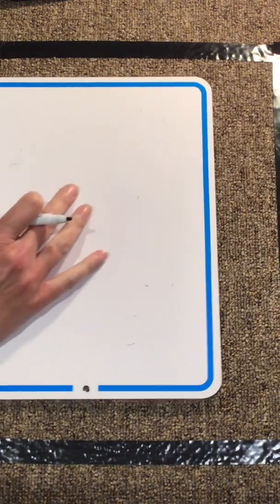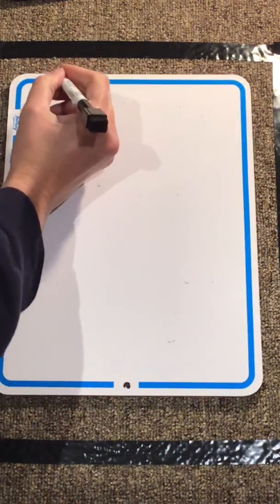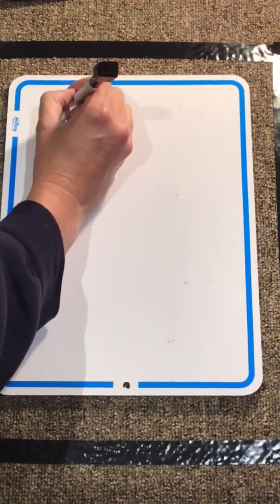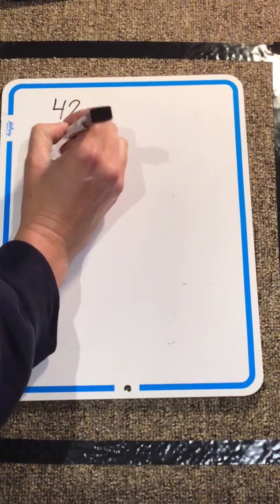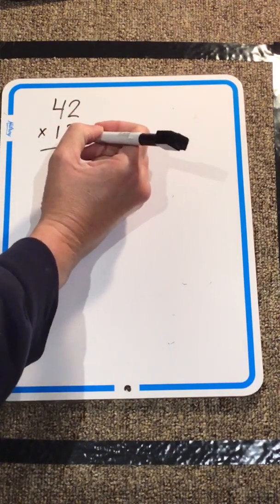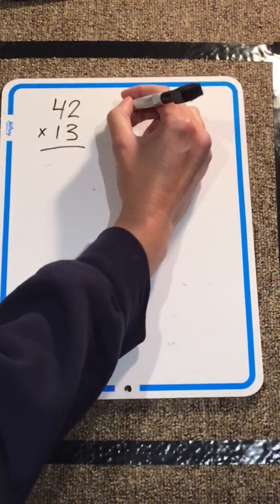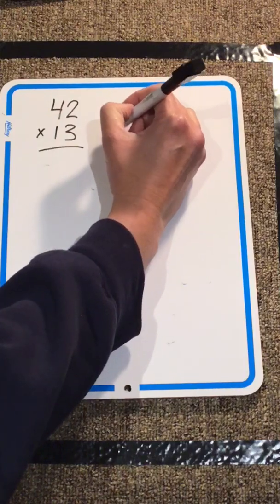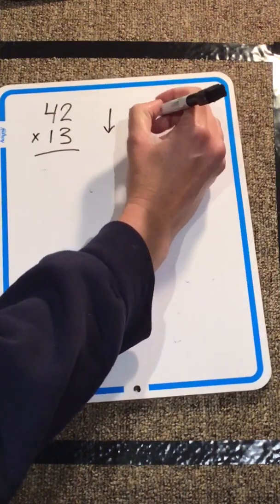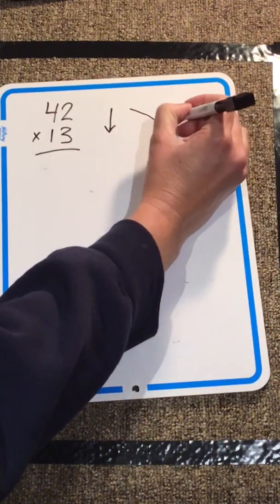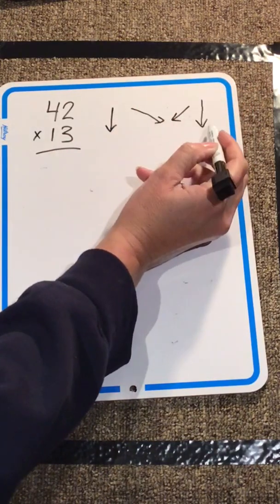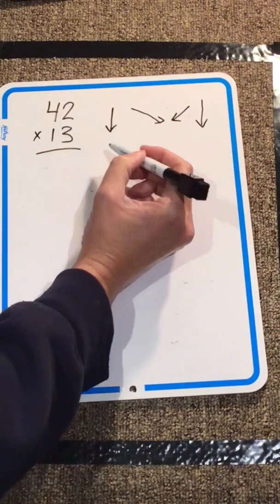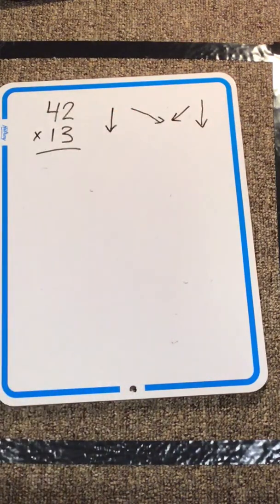Okay, so we gotta remember how regular 2-digit by 2-digit multiplication works. So we had 42 groups of 13. Okay, so remember we've got our little arrow system. So we've got straight down, over this way, over that way. Oh, hey, I just realized that makes kind of like an M for multiplication. So when you've got 2-digit by 2-digit, your arrows give you an M for multiply.